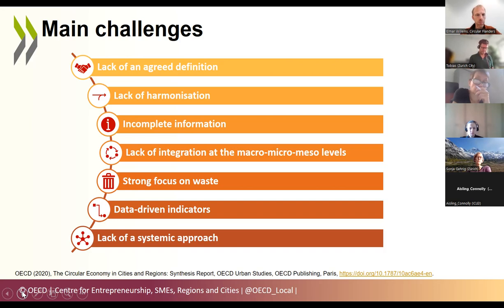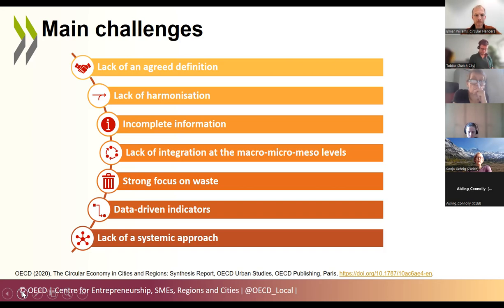And of course, it was complicated to measure. And linked to this incomplete information, I would like to highlight these data-driven indicators. We have seen that most indicators rely on the existence of data. So if there is no data, cities, regions and national governments were not developing indicators, only more generic indicators on the circular economy. And here also I would say that this can explain somehow the over-representation of the waste management indicators in this inventory.